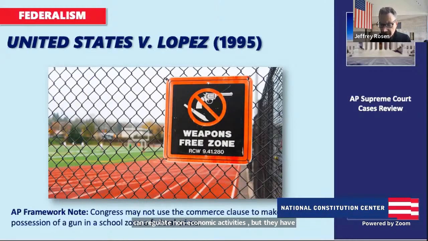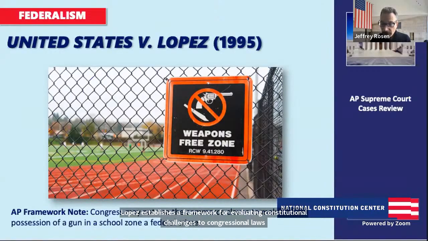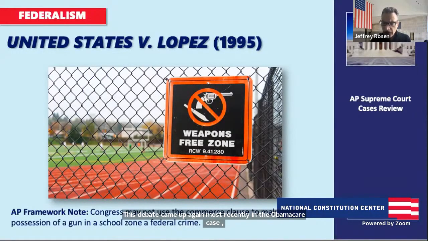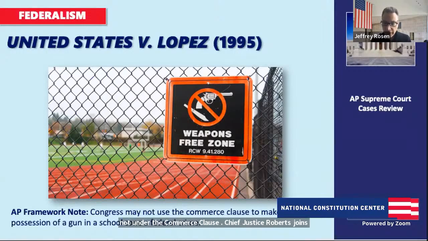This debate came up again most recently in the Obamacare case, where the court upholds Obamacare by a 5-4 margin, but not under the Commerce Clause. Chief Justice Roberts joins the more conservative justices in saying that forcing people to buy healthcare is not an economic activity. It's like forcing people to buy broccoli or to have gym memberships, and therefore it exceeds Congress's power under the Lopez test. But Chief Justice Roberts joins the liberals in upholding it under the taxing power.